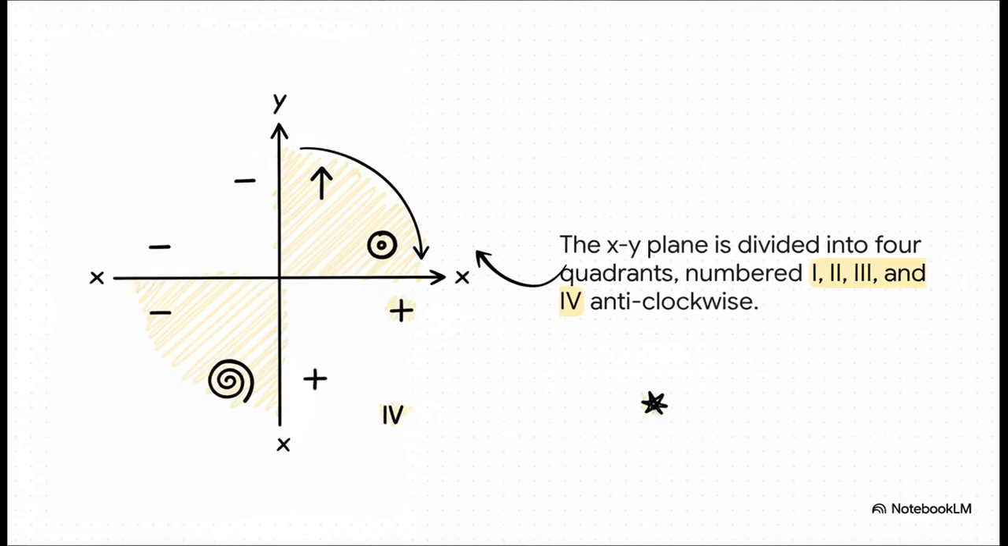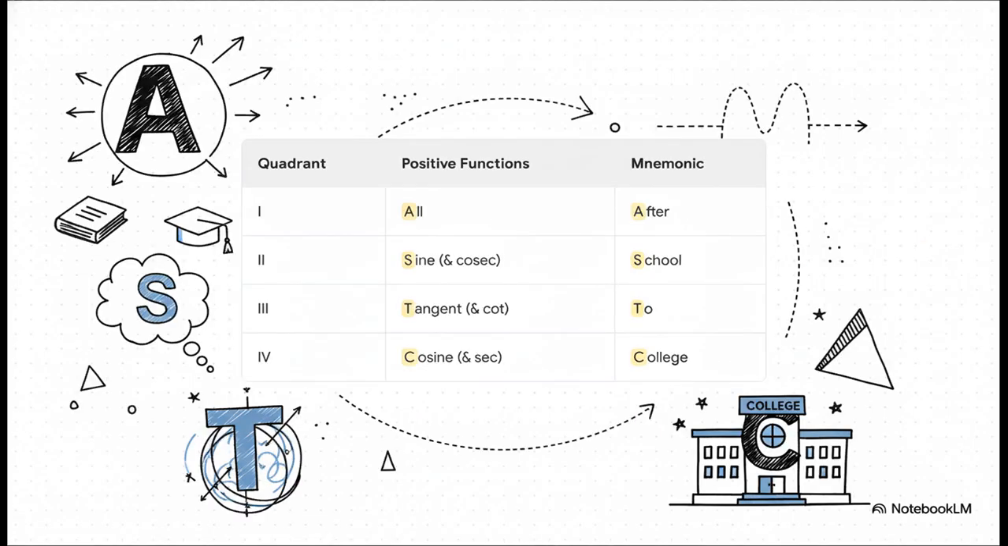Now for the magic trick, to remember the signs of all the functions. To remember which trig functions are positive in which quadrant, just remember this simple sentence: After school to college, ASTC. In the first quadrant, A is for all are positive. In the second, S is for sine, only sine is positive. In the third, T is for tangent. And in the fourth, C is for cosine. This is a super important trick for solving problems.